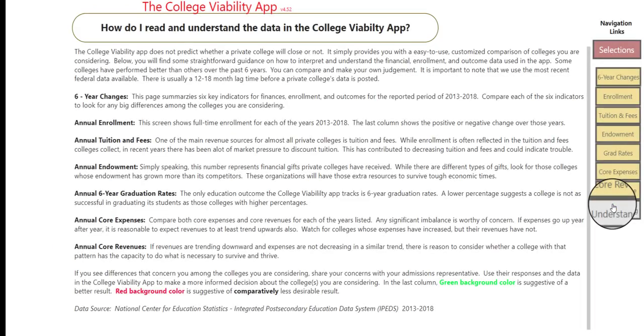And then finally, the last button is understanding. What we have done is provided a brief summary of how you can look at each of the navigation tabs and the data behind it, and what each of the results might mean in terms of helping you make the best selection possible of private colleges you are considering.